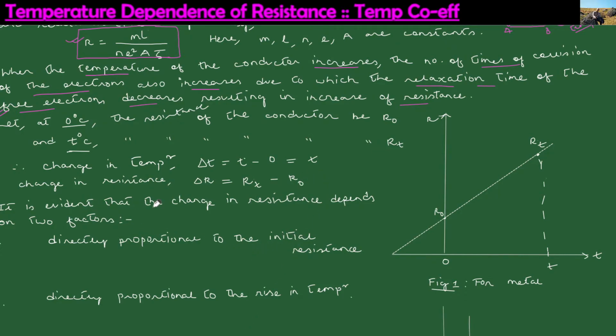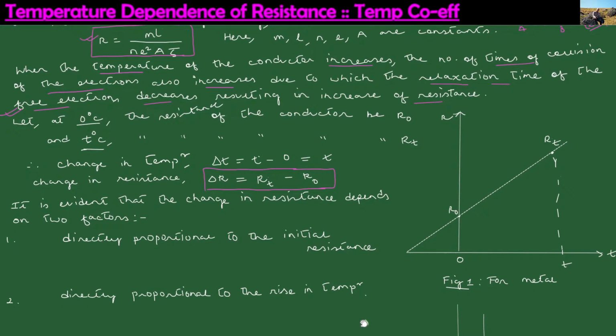So now it is evident that when I talk about the change in resistance, it means that this is the expression for the change in resistance, RT minus R0. Over here, this RT minus R0 will be the change in resistance. Then this change in resistance will depend upon two factors.